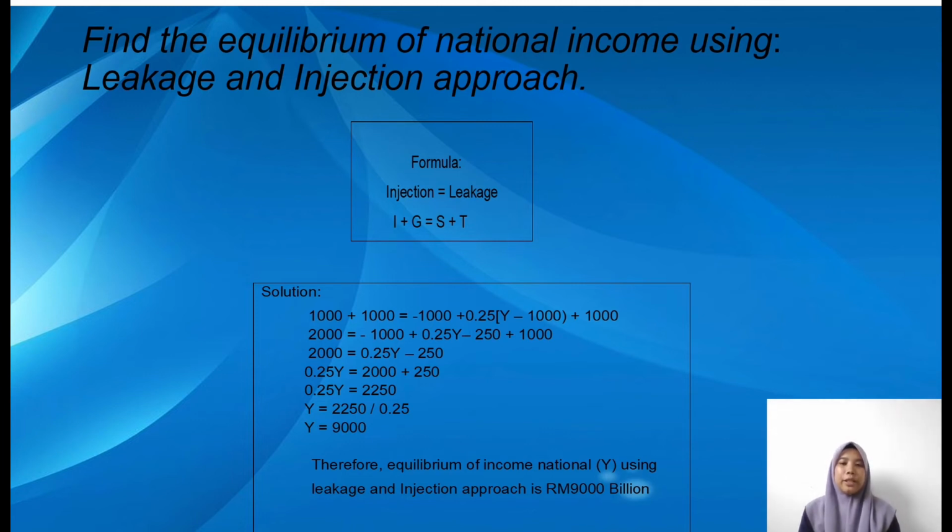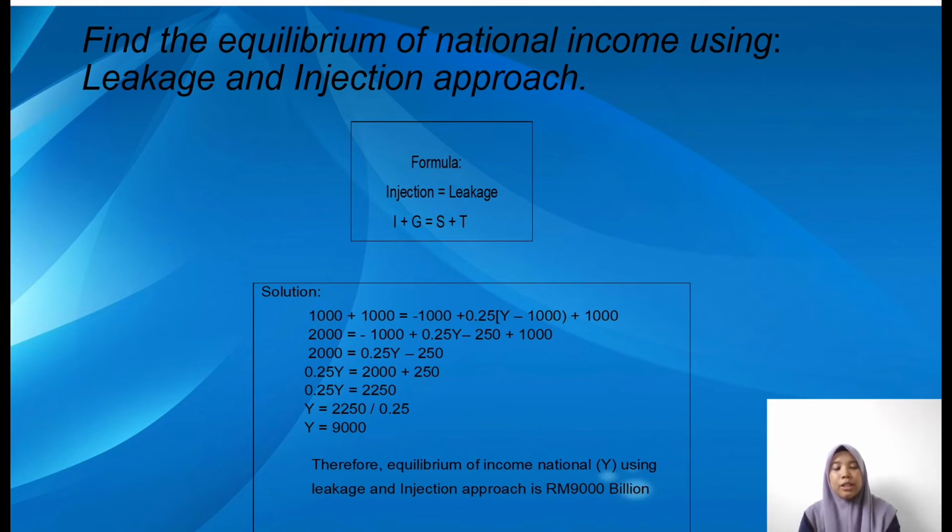The question is find the equilibrium of national income using the leakage and injection approach. The formula for the leakage and injection approach is I plus G equal S plus T. This question is discussed with the three-sector economy: saving and tax from household and firm are leakages, investment by firm and government expenditure are injections into the spending stream.